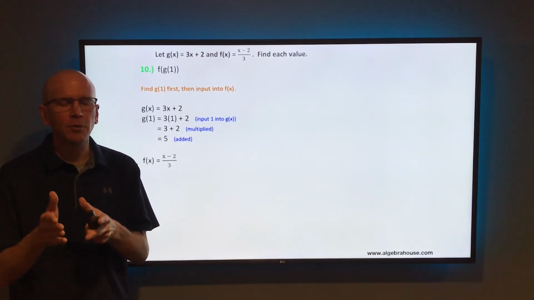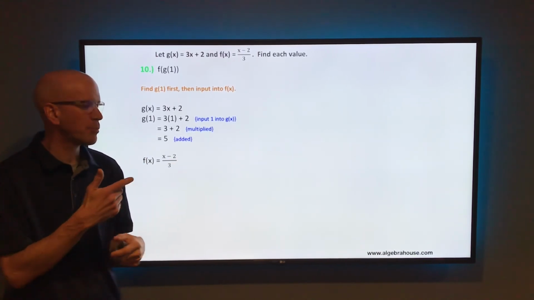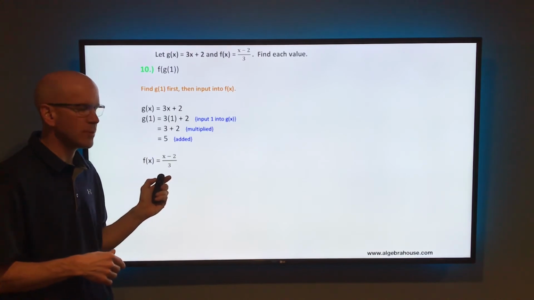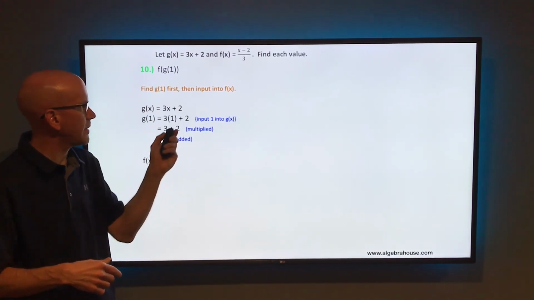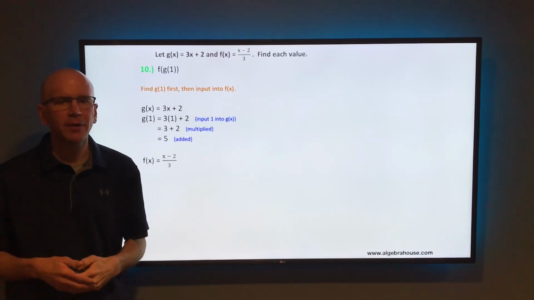Now that's the output, so you're not done there. You still need to input that 5 into f of x, because we need to find f of g of 1. G of 1 is that 5. Now we need to find f of that.